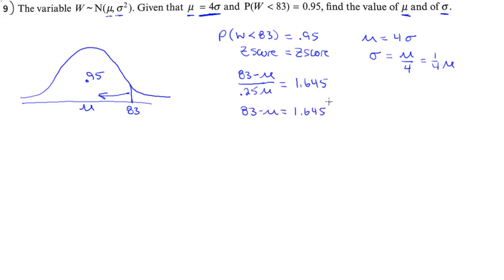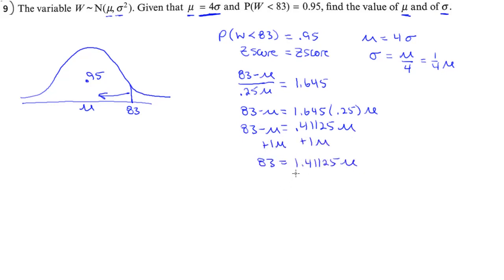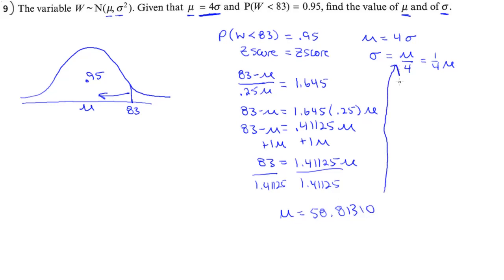And now all we've got to do is get mu by itself. We're going to multiply both sides by 0.25 mu. And then we're going to subtract or add 1 mu to both sides. And then we're going to divide to get the mu by itself. And that'll give us a mean of 58.81310. And then all we've got to do is substitute that back into the formula they gave us. And we find out the standard deviation is 14.703. We round these to 3 significant figures, and then we're good to go. All right, let's take a look at the next one.